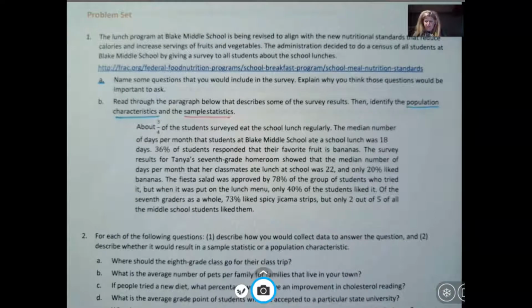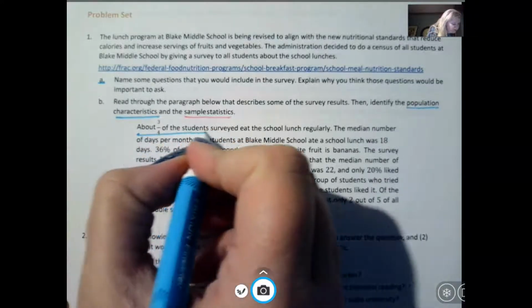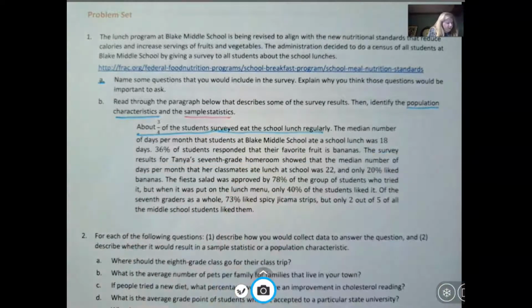About 3/4 of the students surveyed eat the school lunch regularly. So this is talking about all of the students who were surveyed. So this would be a population characteristic. The median number of days per month the students at Blake Middle School ate a school lunch was 18 days. 36% of students responded their favorite fruit is banana.